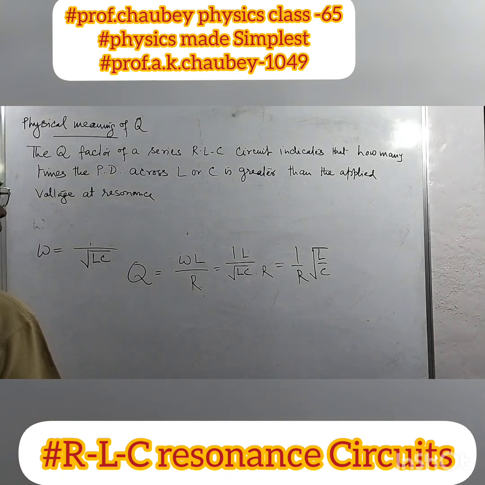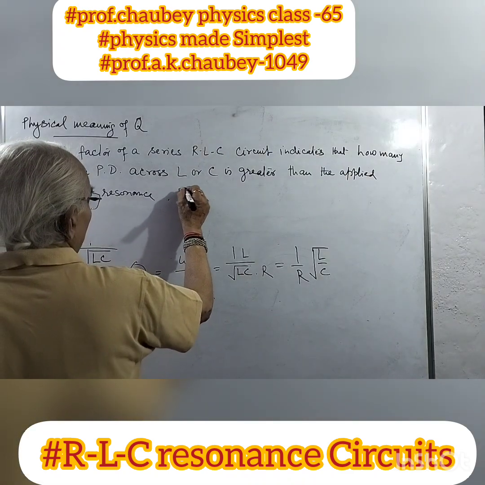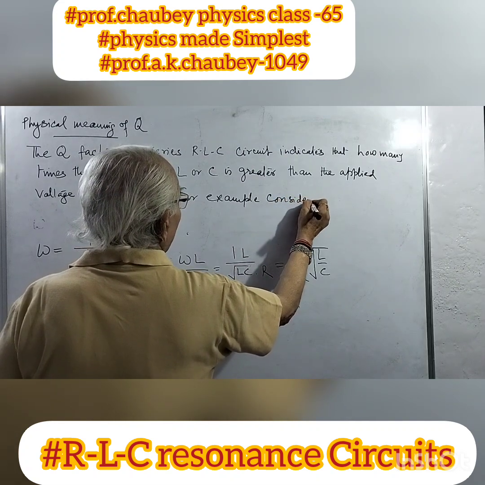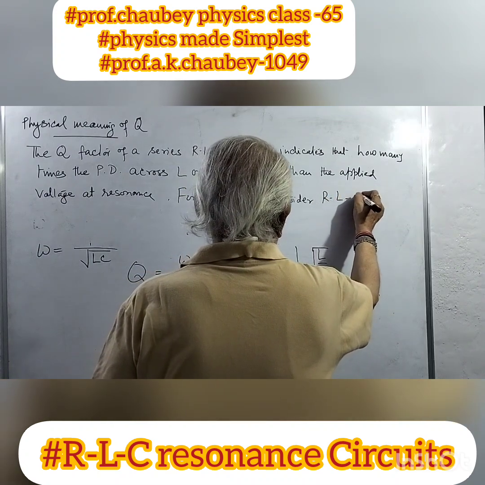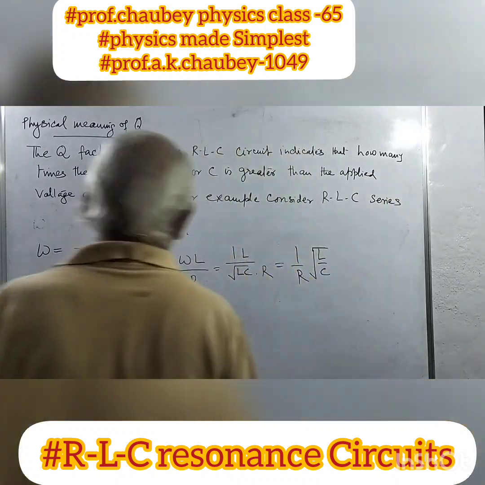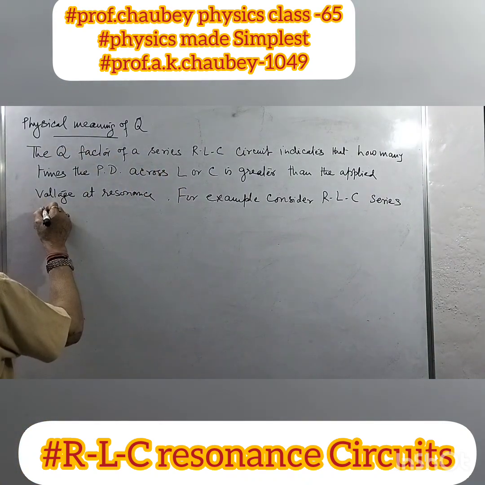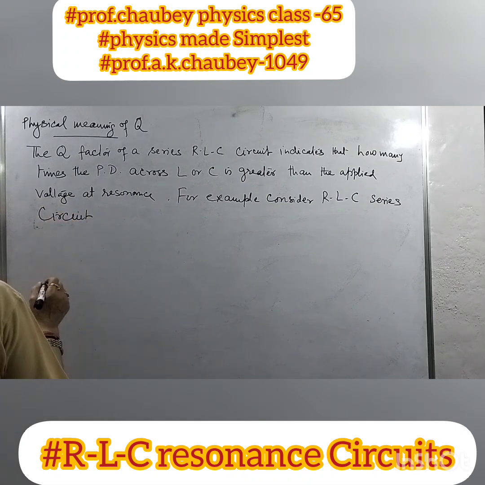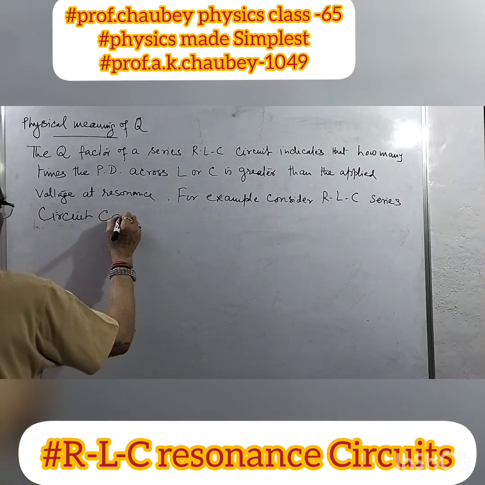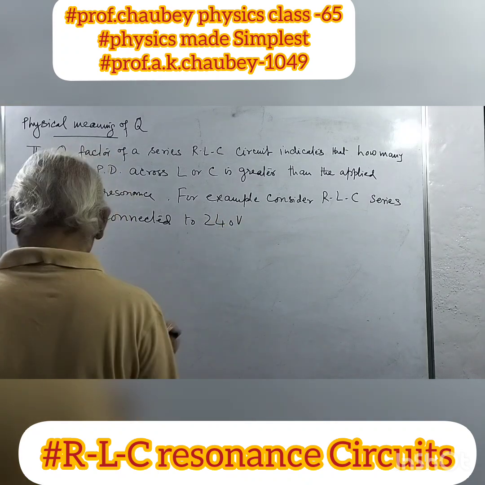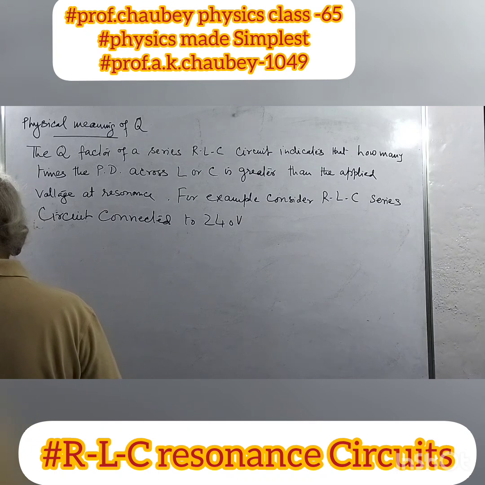One over under root LC. Q is omega into L over R. For example, consider an RLC series circuit connected to a 240 volt AC source.